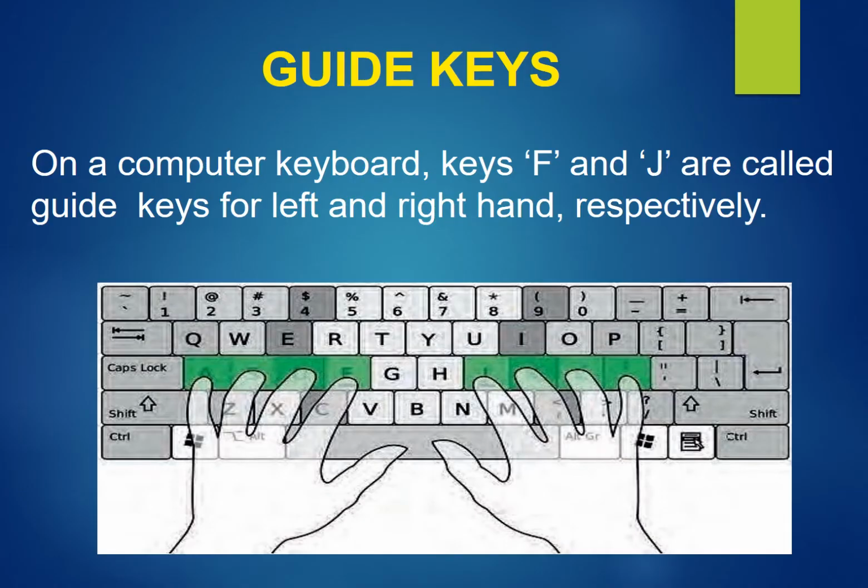On a computer keyboard, keys F and J are called guide keys for left and right hand respectively. Both contain a small raised tangible mark with the help of which the touch typist can place the fingers correctly on the home keys. In the below picture, you can see the position of fingers of both hands on the home row.